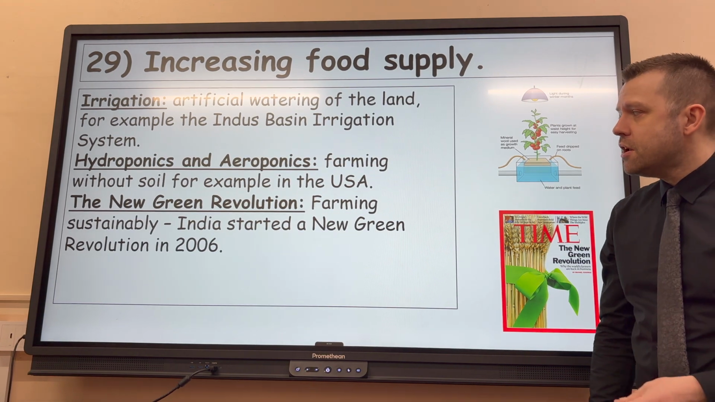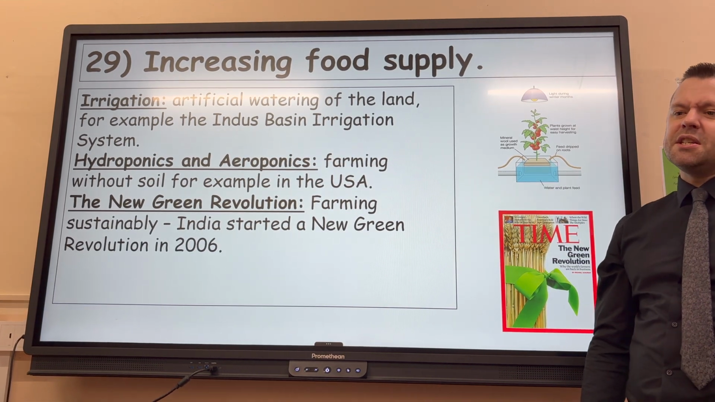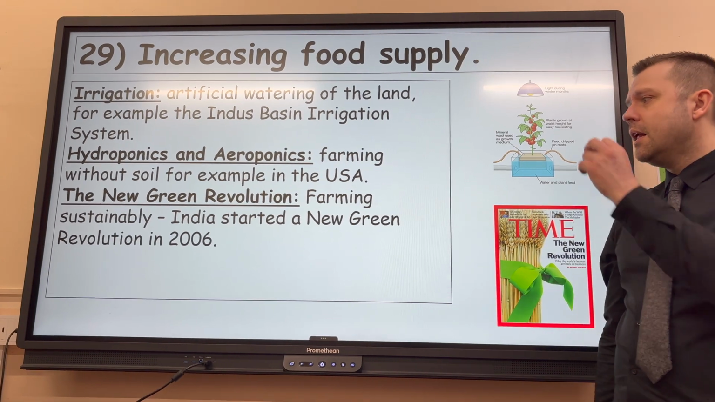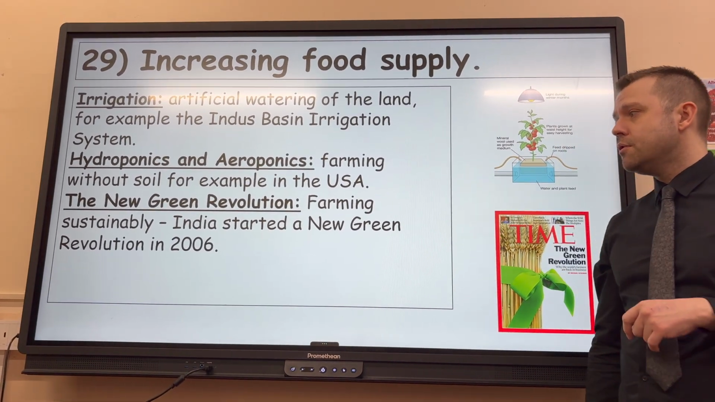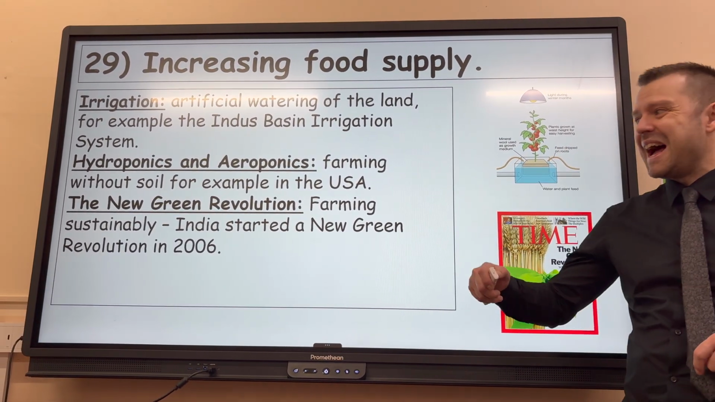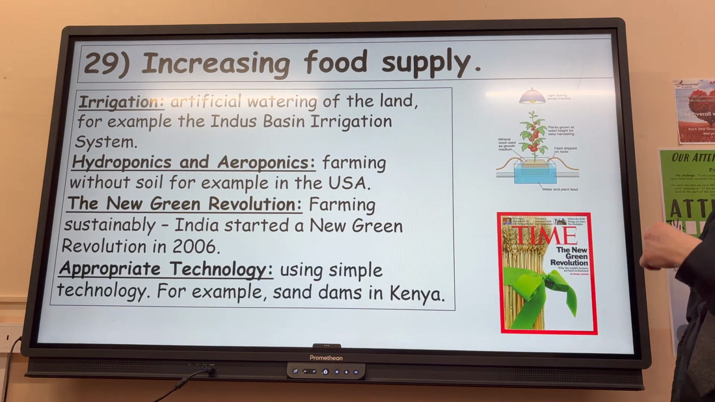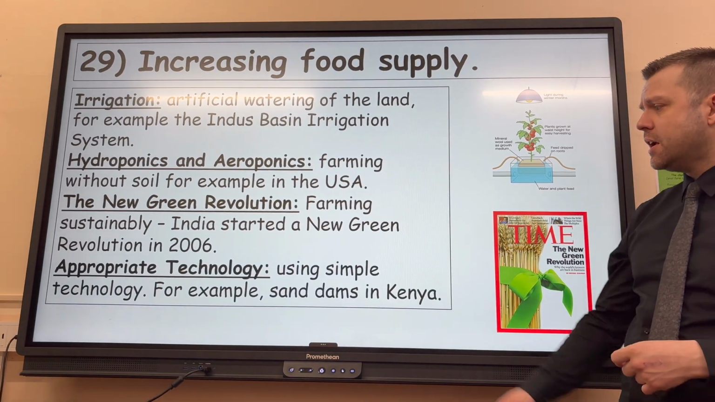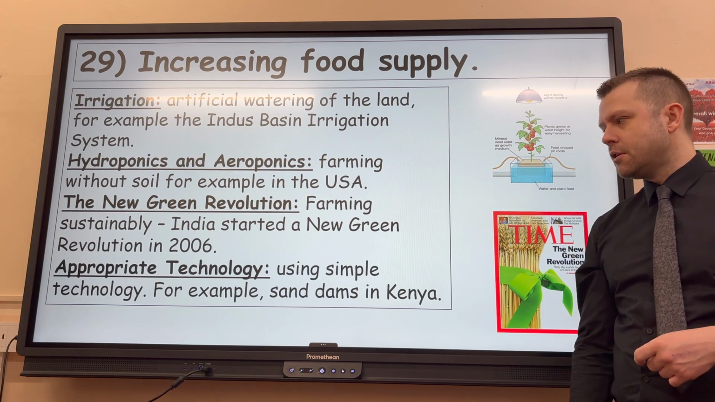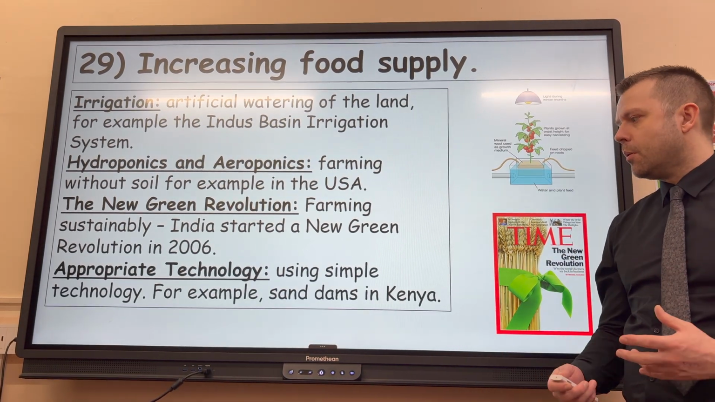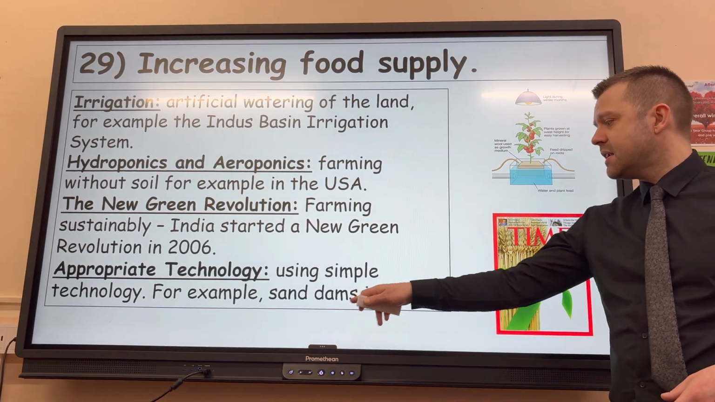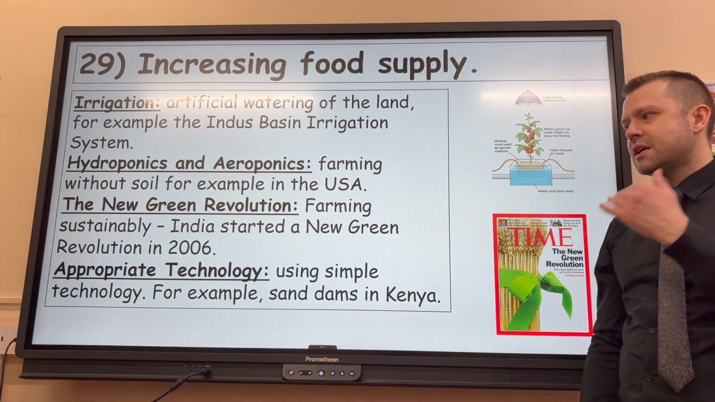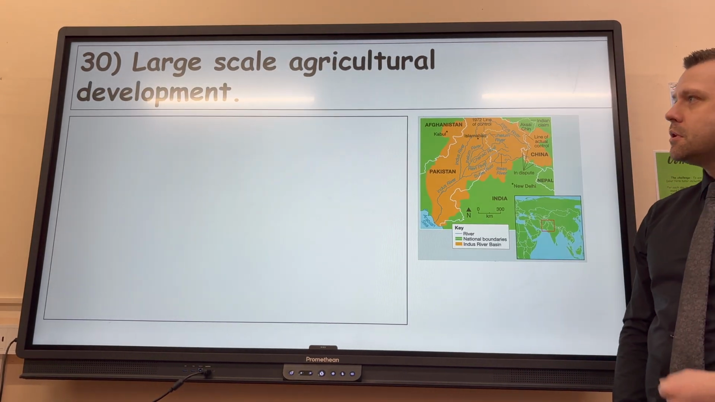The new green revolution is basically farming sustainably on a large scale, and in India a new green revolution started in 2006. And the final one is appropriate technology, and this is using simple technology with the skills of local people. For example, the sand dams in Kenya that provide water to irrigate crops.